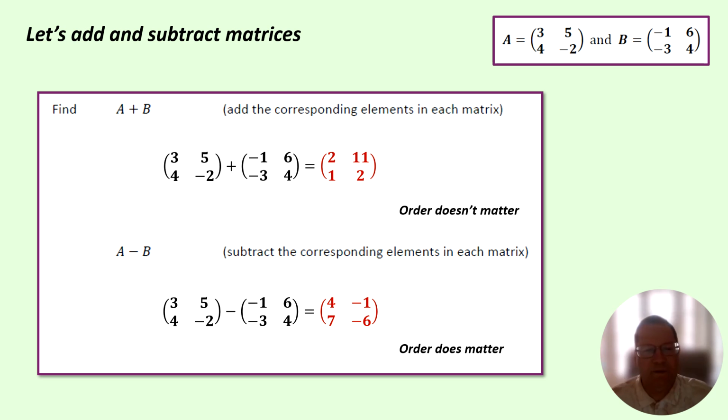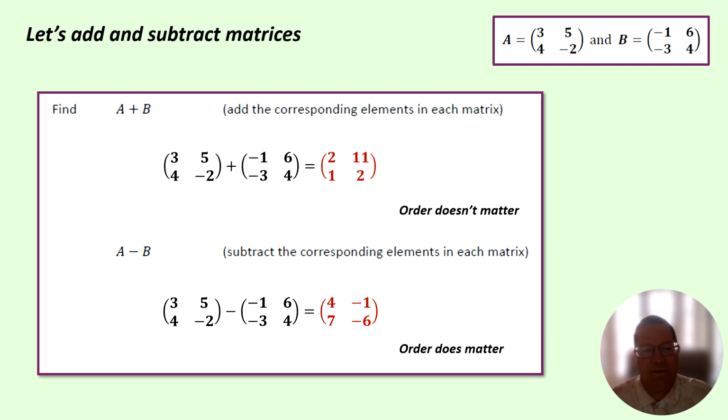So on the handout, we've been asked to add the matrices A and B and to subtract B from A. So to add two matrices together, we simply add the corresponding elements in each matrix. So the matrix A is given by 3, 5, 4, negative 2. The matrix B is given by negative 1, 6, negative 3, 4. So to find the top left element, we do 3 plus negative 1, which is 2. For the top right, 5 plus 6 is 11, and so on. And the order doesn't matter. A plus B will of course be the same as B plus A, like it is with normal addition.